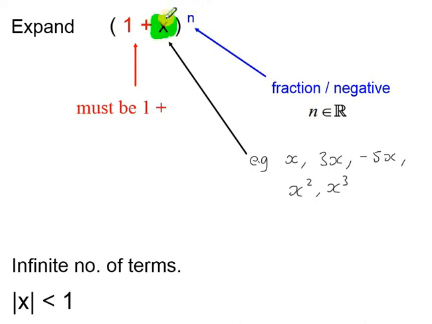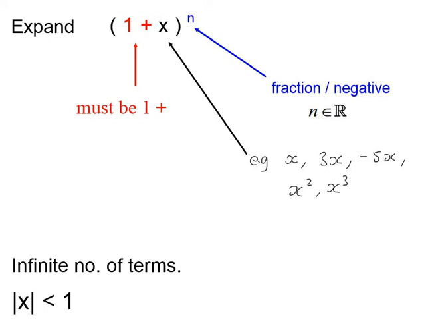We'll start off by looking at x here, but it doesn't have to be x. You can have any of these. You could have a 3x here, a minus 5x, an x squared, an x cubed, and so on. You get an infinite number of terms in the expansion, and typically a question will tell you to work out the first 4 terms, as an example.